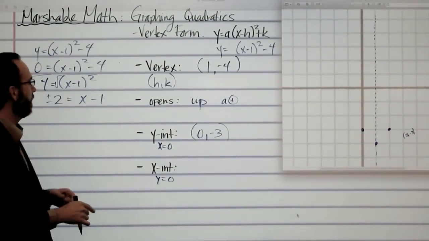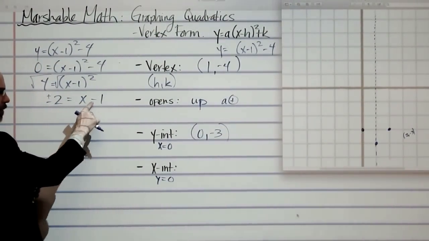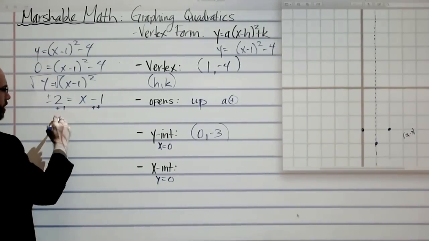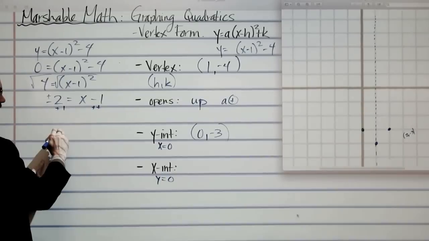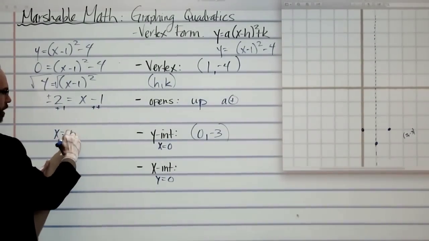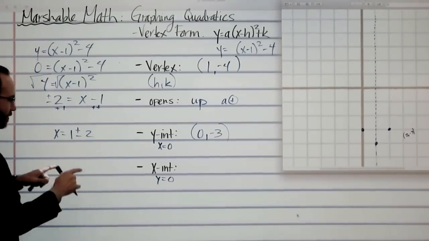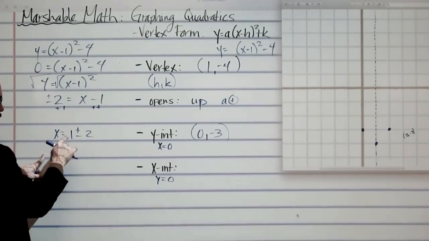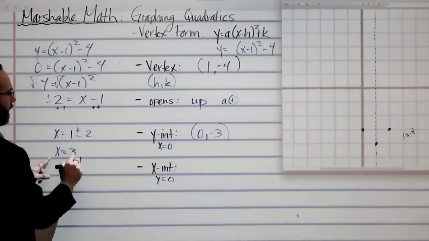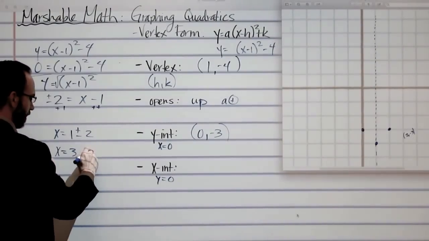Don't forget that. Now, continue to solve for x. I'm going to add 1 to both sides, plus 1. So in the end, what I get is x is equal to 1 plus or minus 2. I actually get 2 solutions, right? So this is going to be x is equal to 1 plus 2, which is 3, and also 1 minus 2, which is equal to -1.